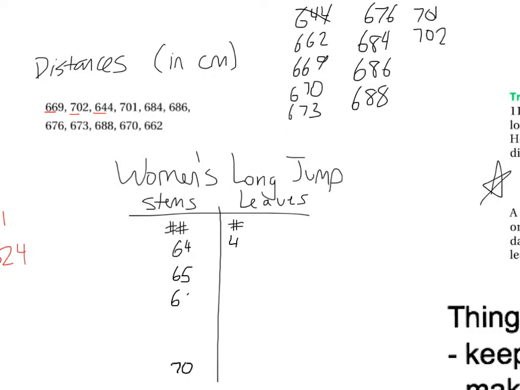So let's move to 662. My stem will be 66. My leaf will be 2. Then I have a 669. So instead of writing another 66, I keep this 66, and then a ways away from that 2, I'm going to write a 9. So this is 662, this is 669. After 66 would come 67. I do have a 67, and it's a 670. So I just write the 0. I have another 67. It's a 673. Another one, 676. And that's it for 67.